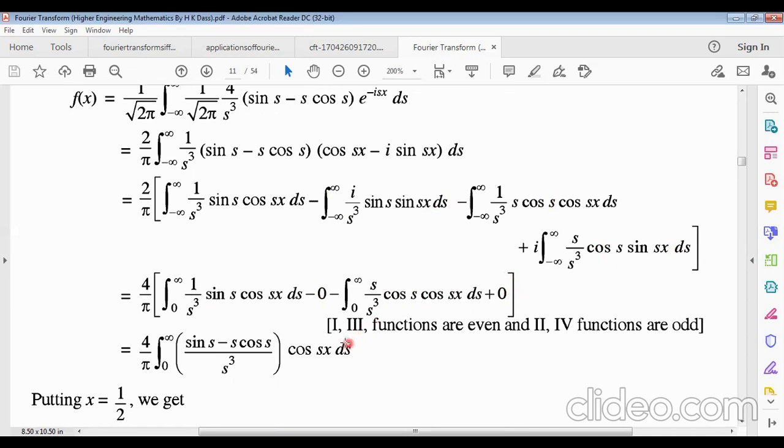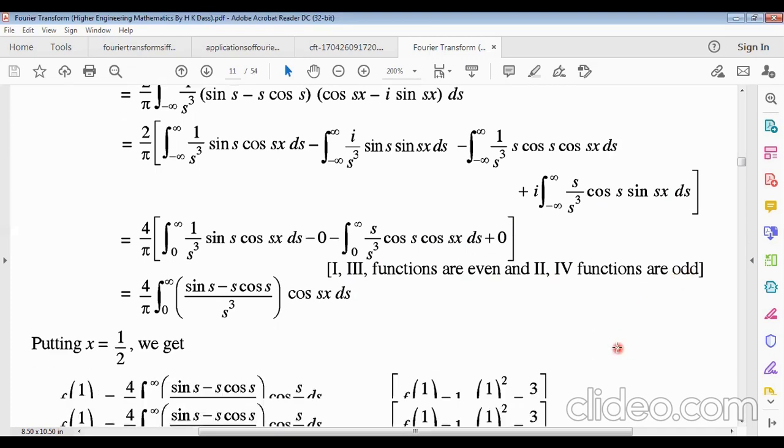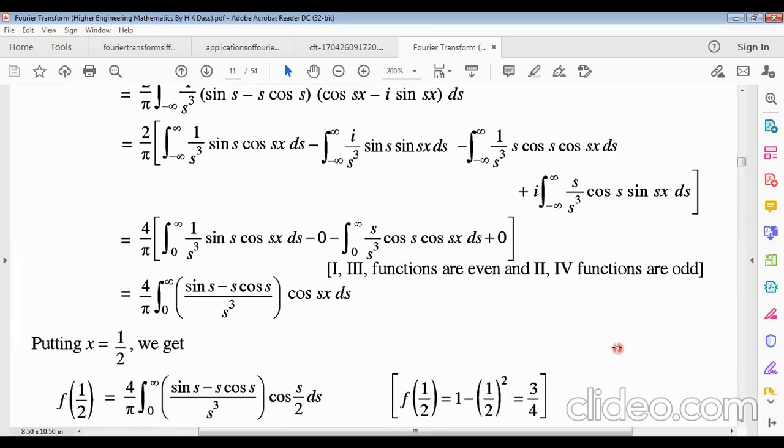0, because first term and third term functions are even functions, and second and fourth functions are odd functions. Remember it. Second and fourth functions are odd functions. You must know for odd function the integral values will be what? 0. So 4 by pi 0 to infinity 1 by s cube, this and this taking common. Okay, cos sx will be common from these 2 terms. From these 2 integrations, cos sx will be common.